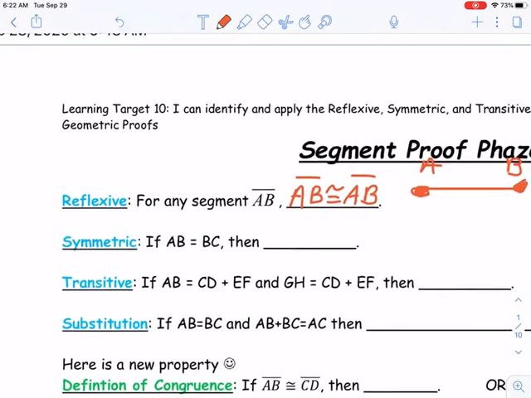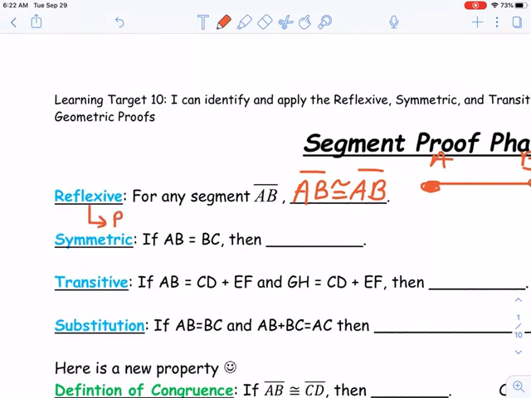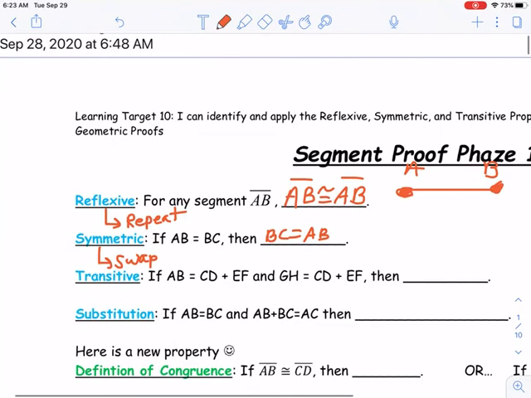So for reflexive, something I like to say is repeat. Reflexive, repeat. AB is congruent to AB. You're literally repeating what you have. Symmetric: if AB is equal to BC, then BC is equal to AB. Swap order. It's good to differentiate between the two. They're both, in my opinion, easy to understand, but you might confuse them. Don't confuse them.